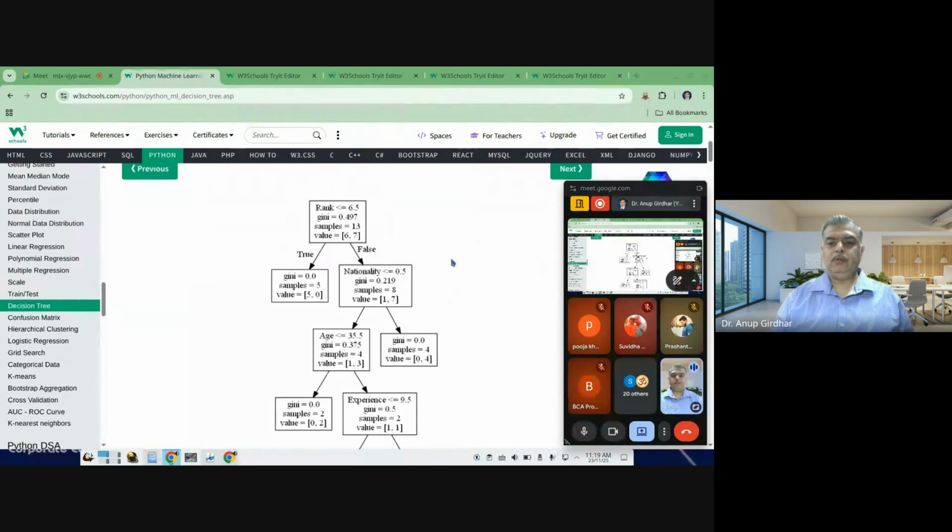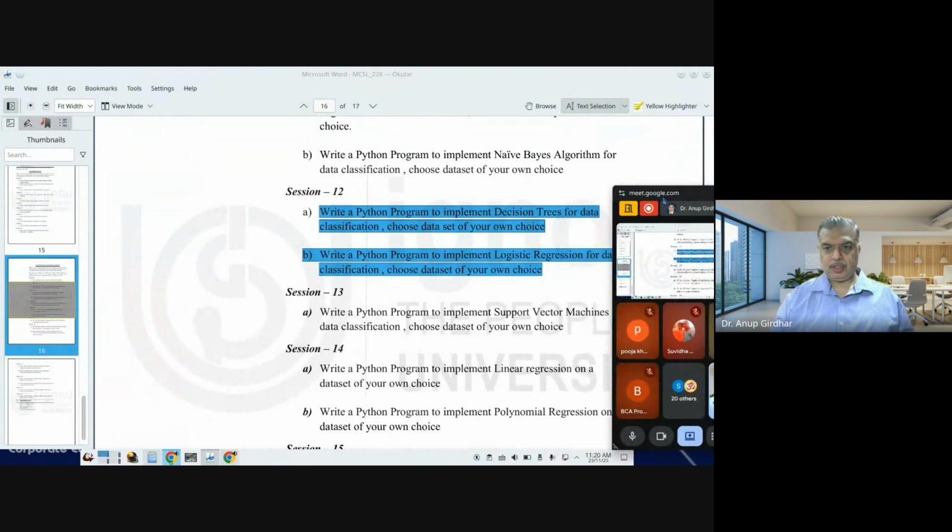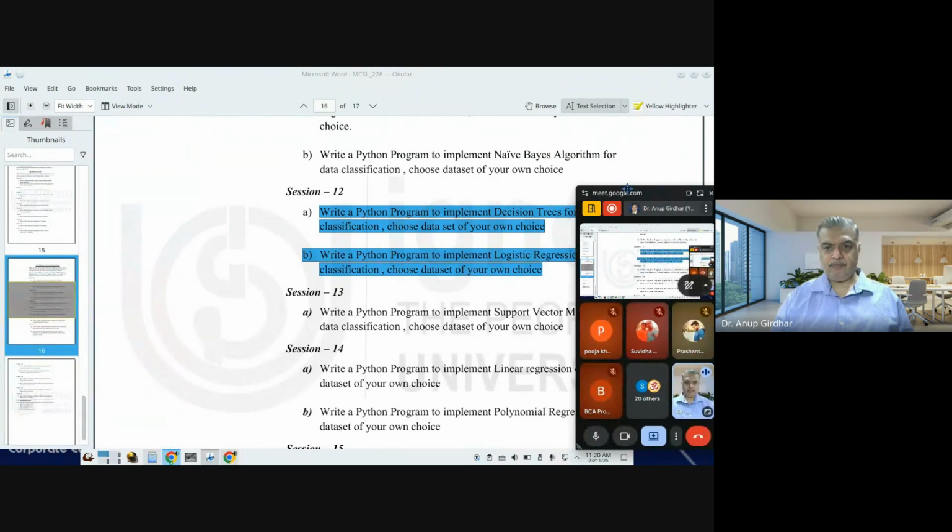Yeah, please, everybody just go through with this code, and then we'll start with some other algorithm. Quickly complete this code. Already it is mentioned in your course, session 12, that is related to your decision tree and your logistic regression. So we'll go next with the logistic regression, right? So everybody just try and implement.